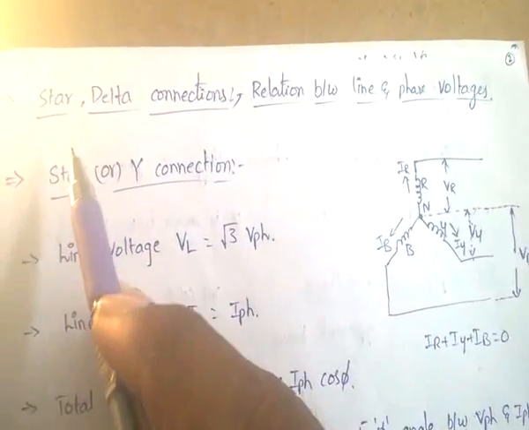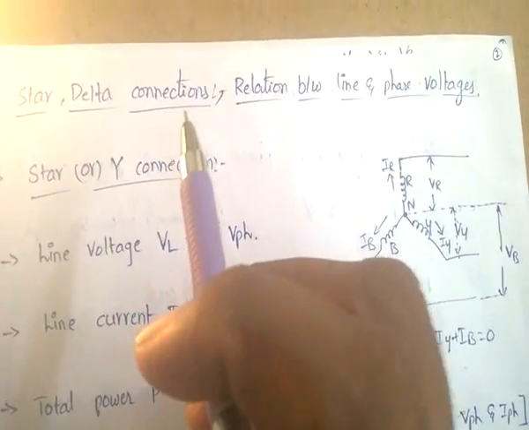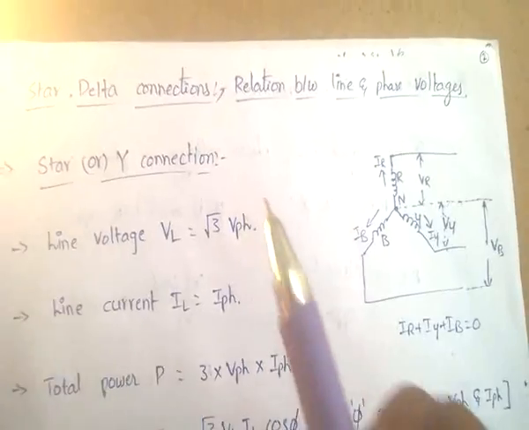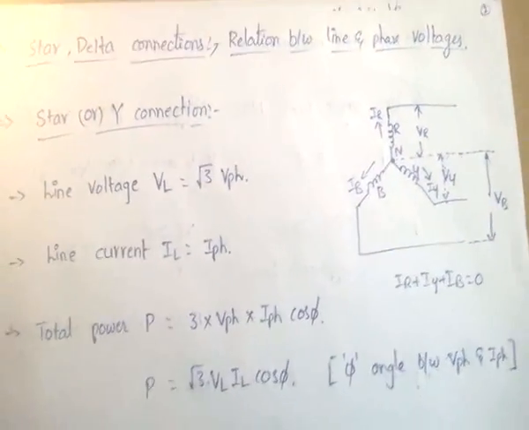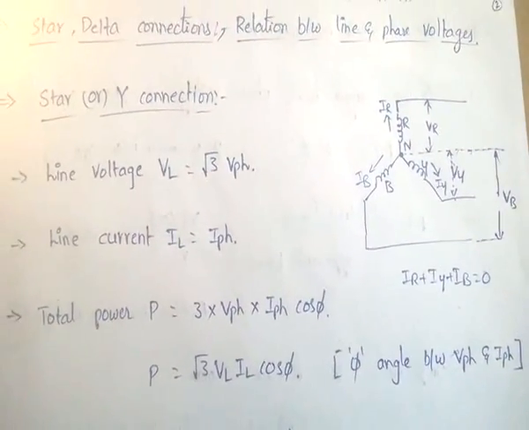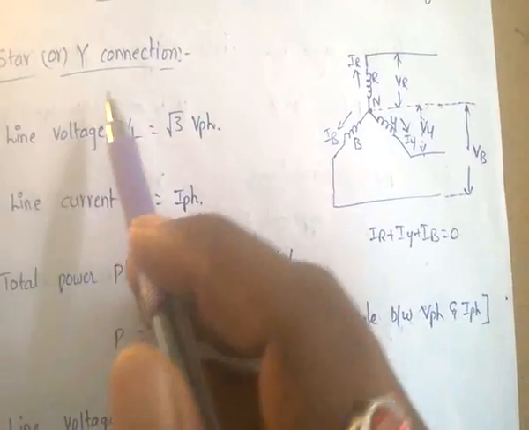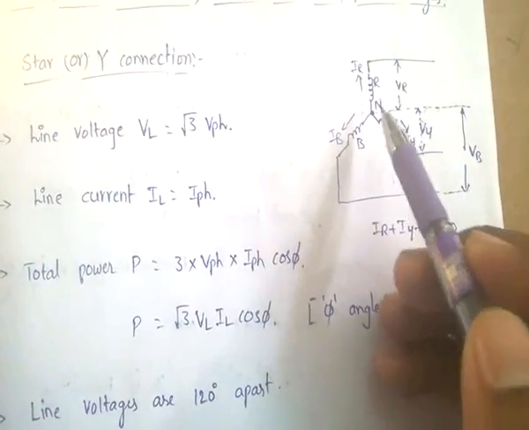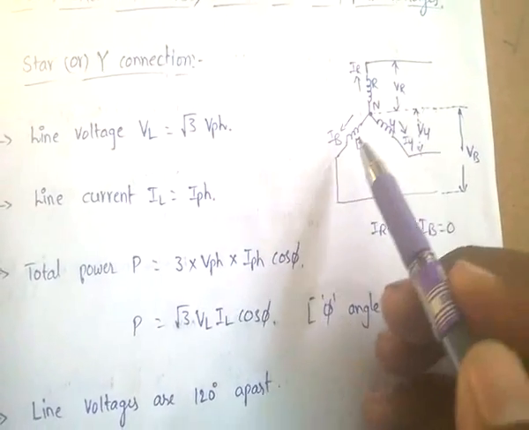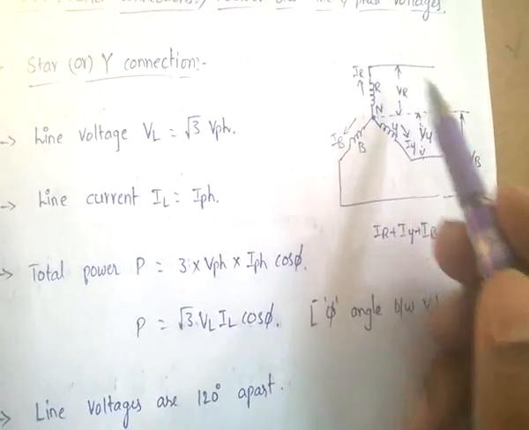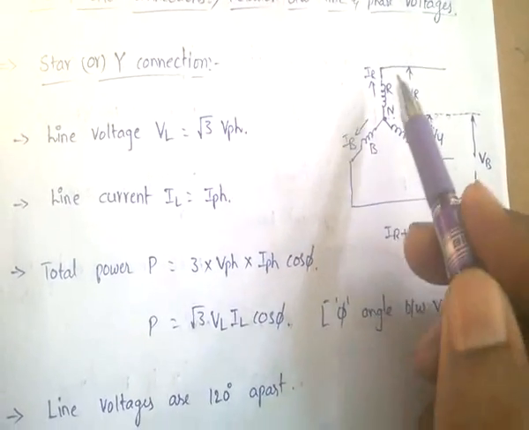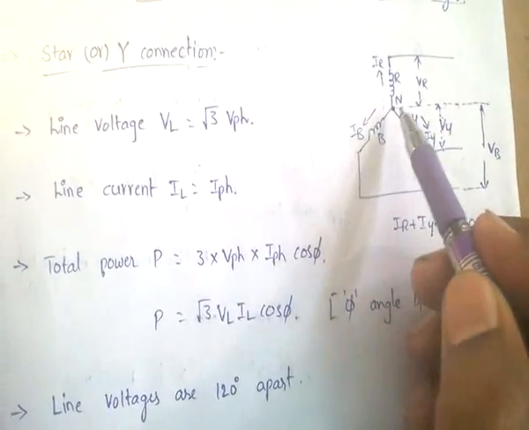Next topic, star delta connections and the relation between line and phase voltages. First one, star connection. This is the star connection. This is R phase, Y phase, B phase. The phase sequence is RYB, and this is the neutral point.